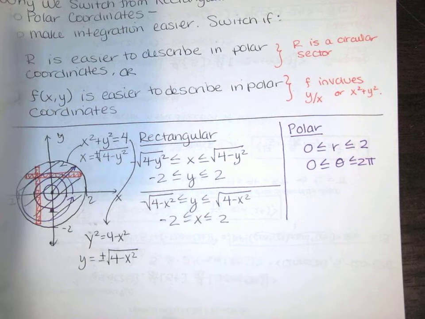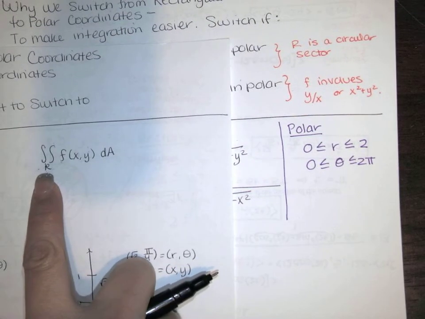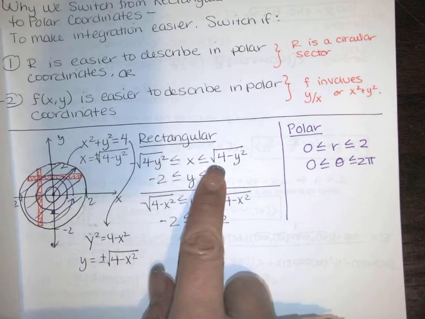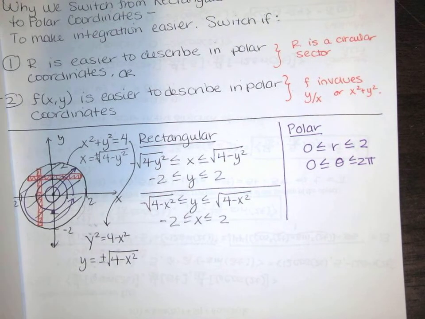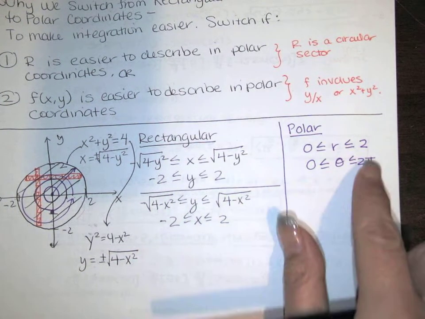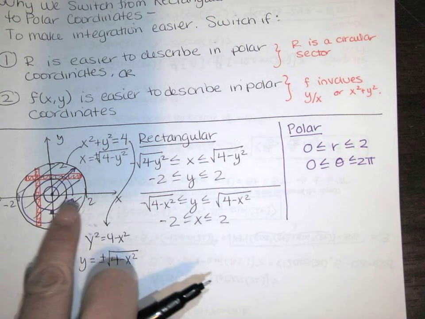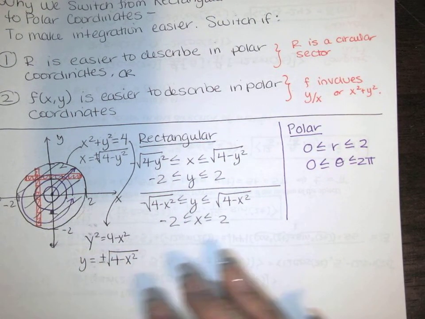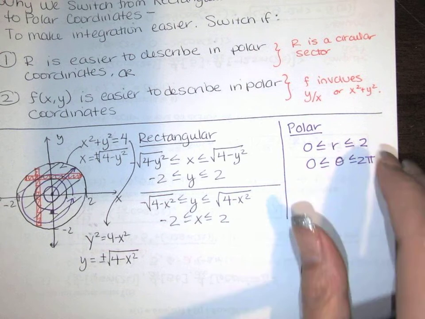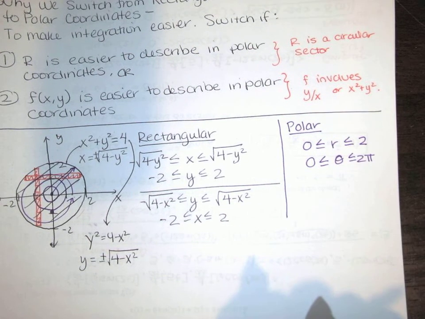Remember, those are constants. Wouldn't you rather have constants for your bounds than that square root and have to do a trig sub like we did in the video for the volume between two surfaces? That was complicated. That was a lot. This is much easier. It's much nicer. It's much more elegant. So this circle is easy to describe this way: constant to constant for r and constant to constant for theta in polar coordinates.